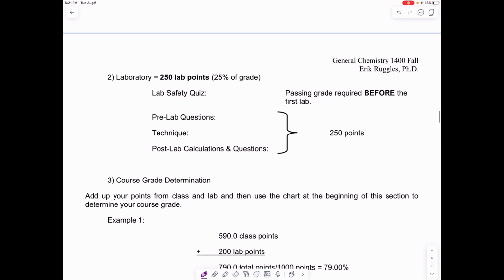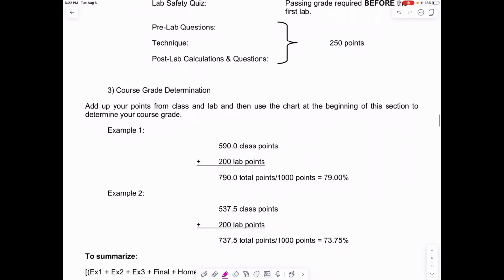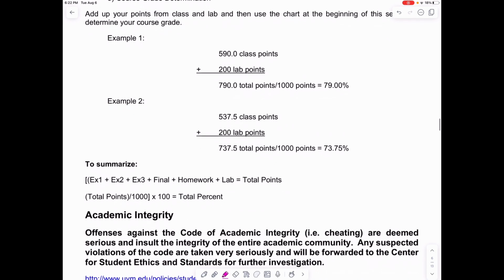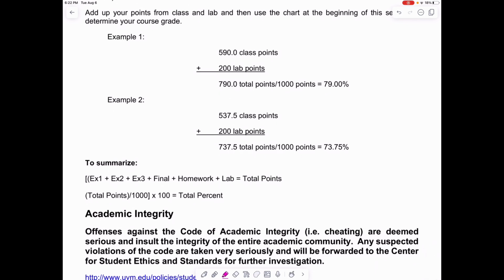The lab, like I said, is 250 points, so that makes up our 1,000 total. And this is broken down into the safety quizzes, pre-lab questions or pre-lab quizzes. There's technique. There's also post-lab calcs and questions as well. Again, your TA will inform you more about the point spread between those different pieces of the lab. And so as far as the grade, your percentage is simply taking your total points out of 1,000. So basically, you're just adding up all the points and dividing by 1,000.